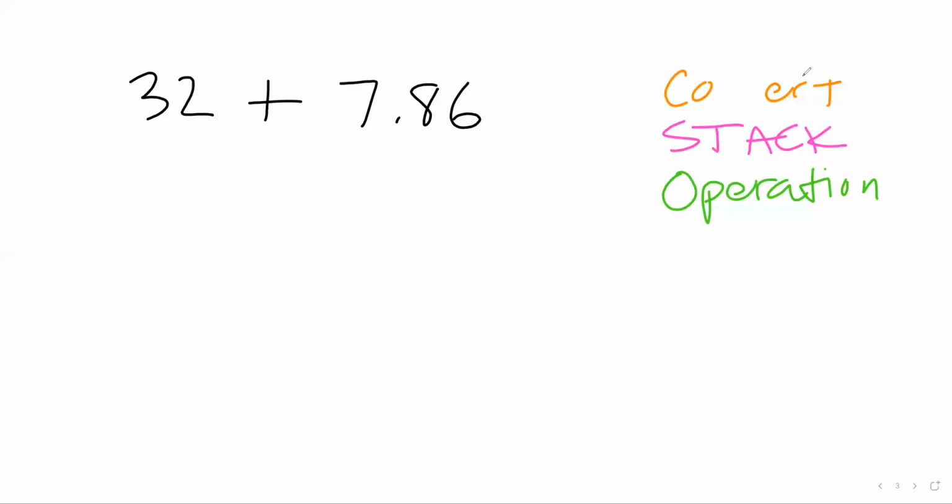What does that say? Convert. Okay, so step 1, convert. That means I want to make them both decimals. This is already a decimal. I don't have to do anything with it. This is a whole number. I want to change it into a decimal.